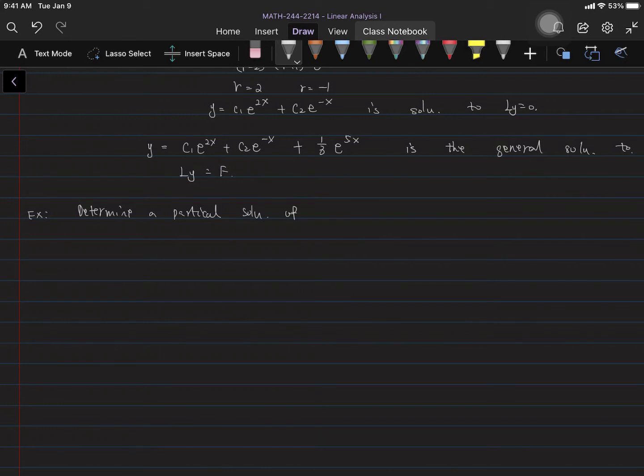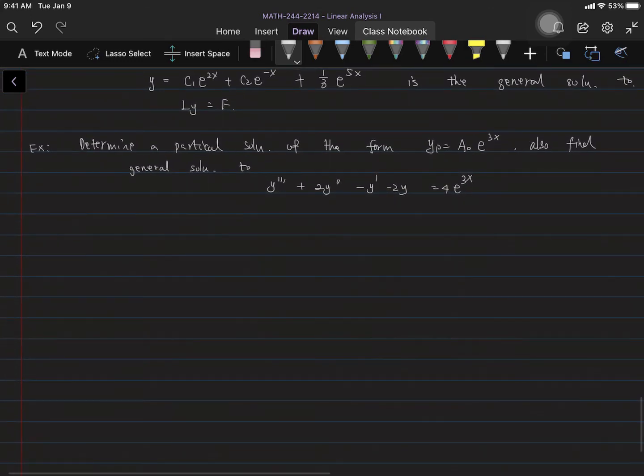And the particular solution has this form: yp equals a naught e to the 3x. Also find the general solution to this third order differential equation. Firstly, the particular solution is not given exactly, but the form is given. So we need to decide what a naught is.